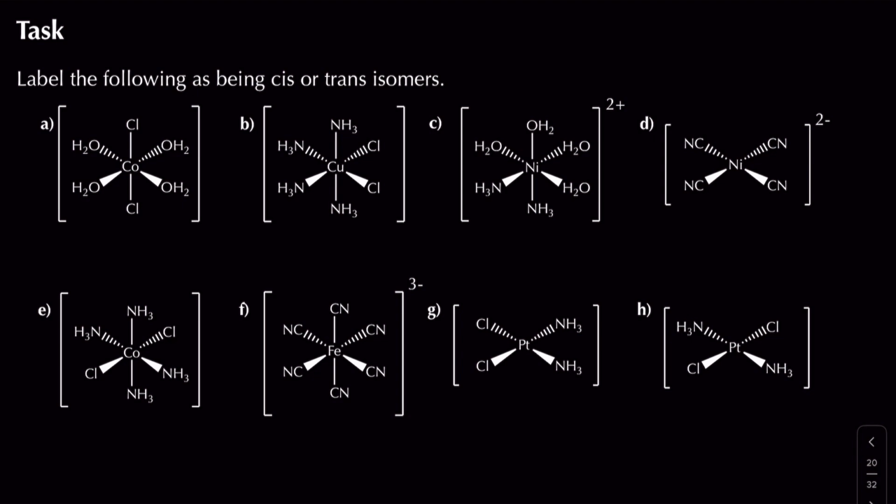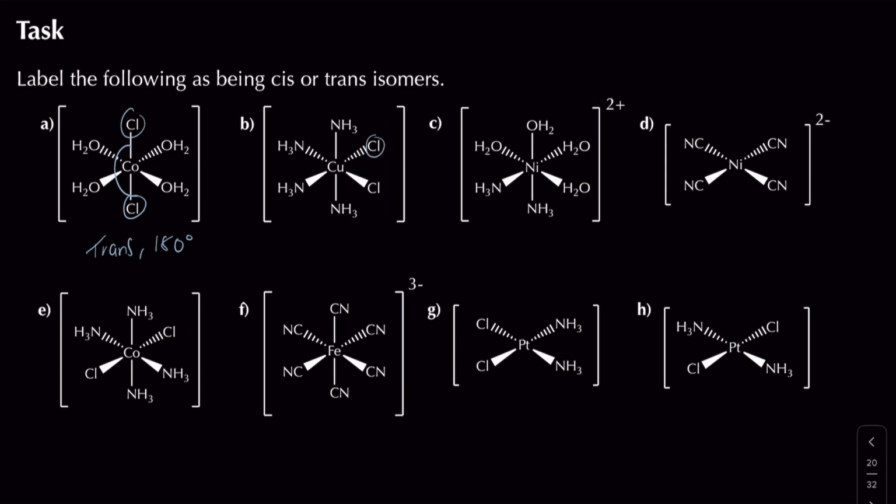So looking at these, I'm going to look at my two monodentate ligands that are different. In this case over here, I can see that I've got 180 degrees between my two chlorines. So I know it's going to be a trans isomer. We normally put labels on these every time we draw them: trans, and then 180 degrees.